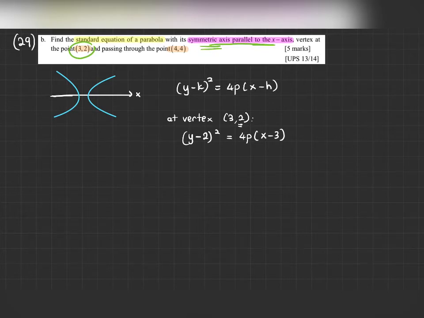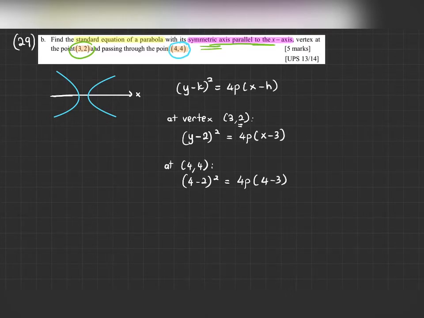So, apa lagi satu info yang dia bagi? Dia bagi kita punya parabola passing through point 4, 4. So, from here sebenarnya kita boleh dapat the value of P. Okay, so gantikan point tersebut lah. At point 4, 4, equation kita sekarang adalah 4 minus 2 square equals to 4P 4 minus 3.